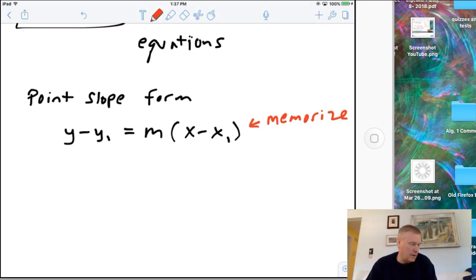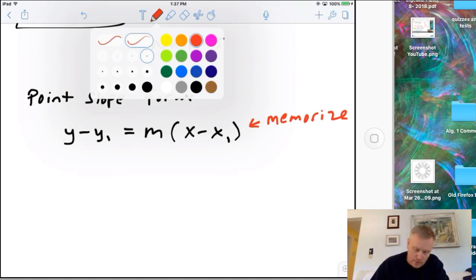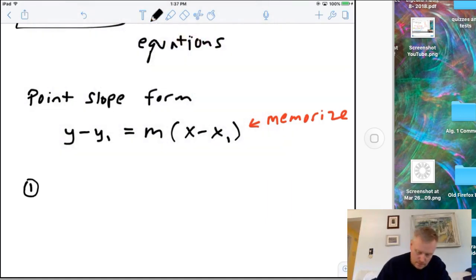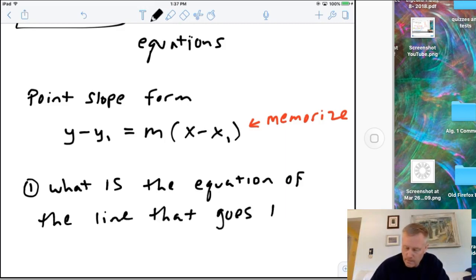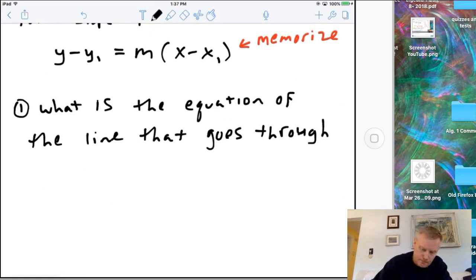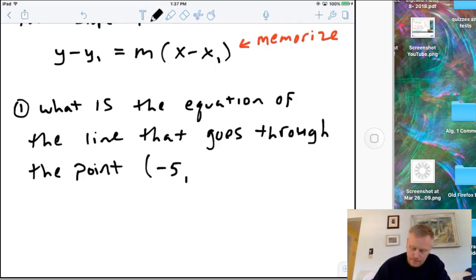Okay, so let me show you how to use this. Number one, what's the equation of the line that goes through the point -5, 2, and with a slope of 3/5?